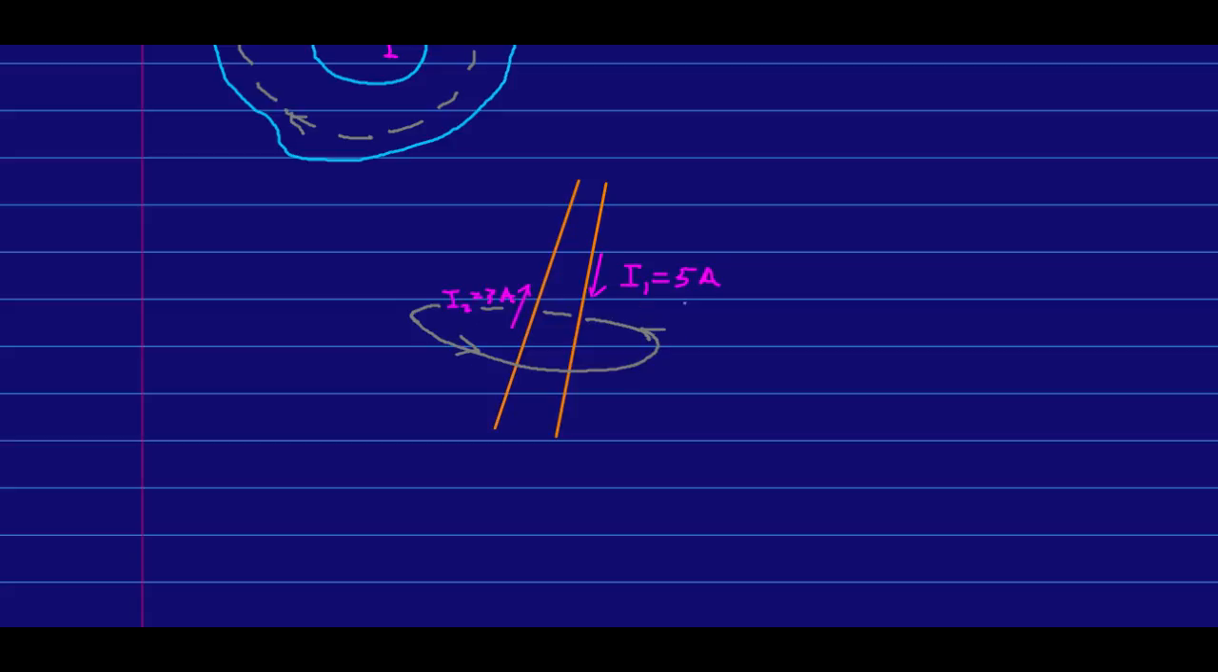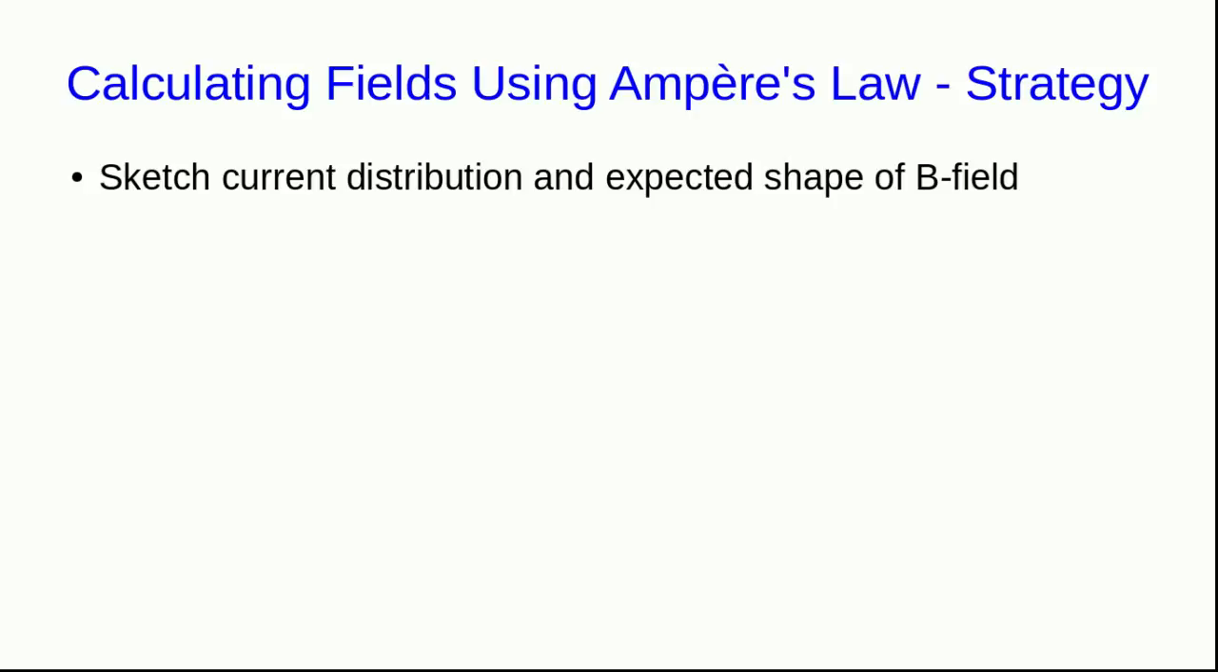Whereas if you stick your thumb along I1, you'll find that your fingers are curling around opposite to the direction of the path. And so this tells us that our total encircled current is going to be I2 positive minus I1, or in other words, negative 2 amps. So the rest of the lecture is just going to be a couple of examples showing how to actually use Ampere's law to calculate fields.